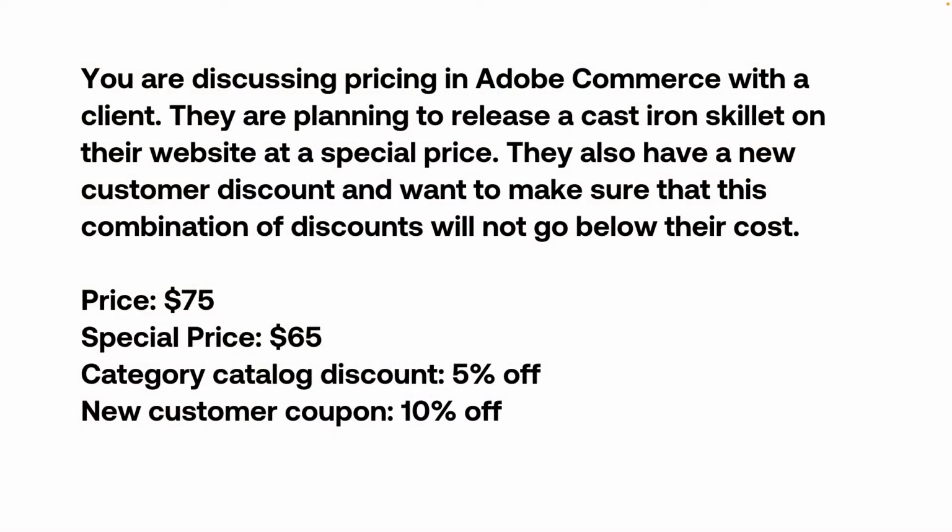You are discussing pricing in Adobe Commerce with a client. They are planning to release a cast iron skillet on their website at a special price. They also have a new customer discount and want to make sure that this combination of discounts will not go below their cost, which is understandable. Price is $75, special price $65, category catalog discount 5% off, and the new customer coupon is 10% off. So what would be the final calculated price that you would tell them?